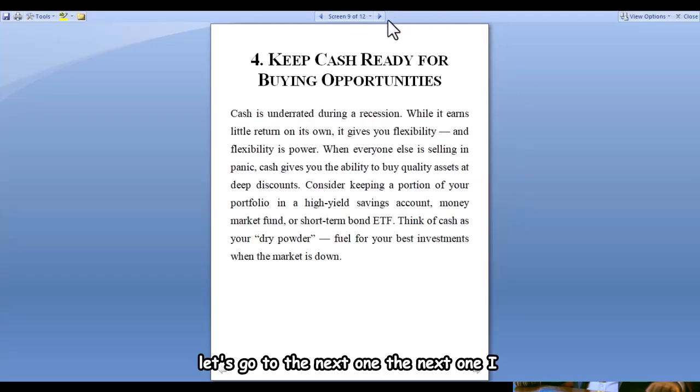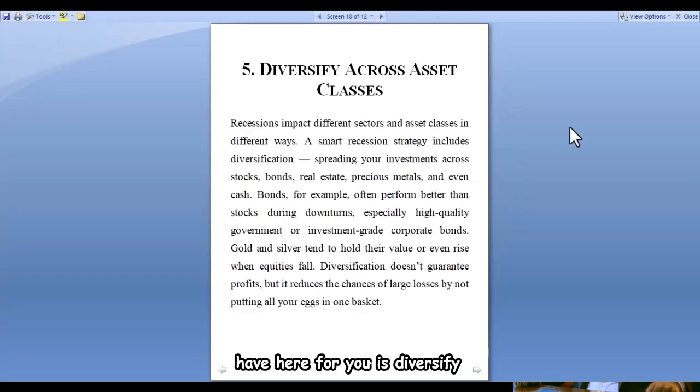So now let's go to the next one. The next one I have here for you is diversify across asset classes. So recession impacts different sectors and asset classes in different ways. So a smart recession strategy includes diversification. So spreading your investment across stocks, bonds, real estate, precious metals, and even cash.